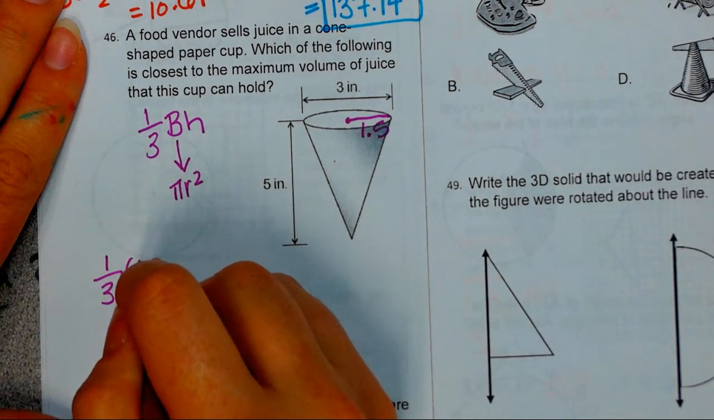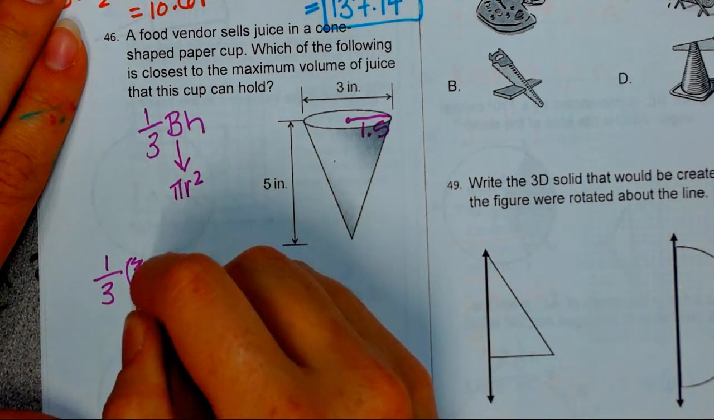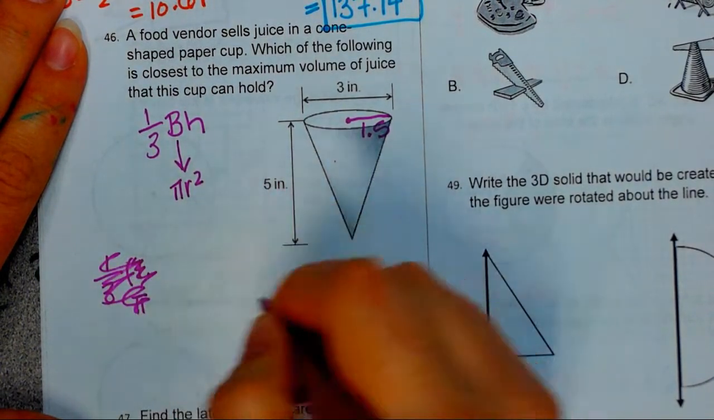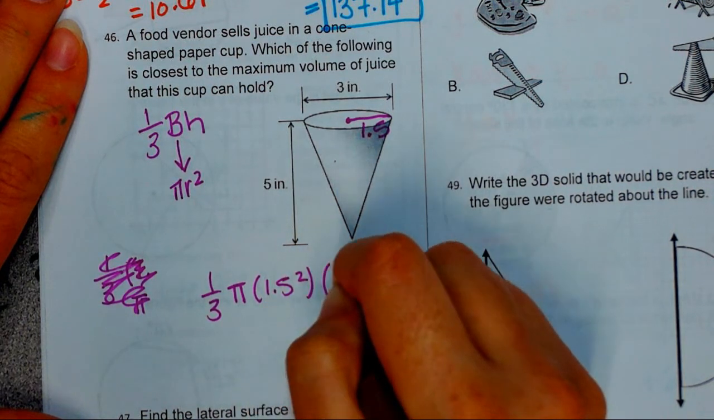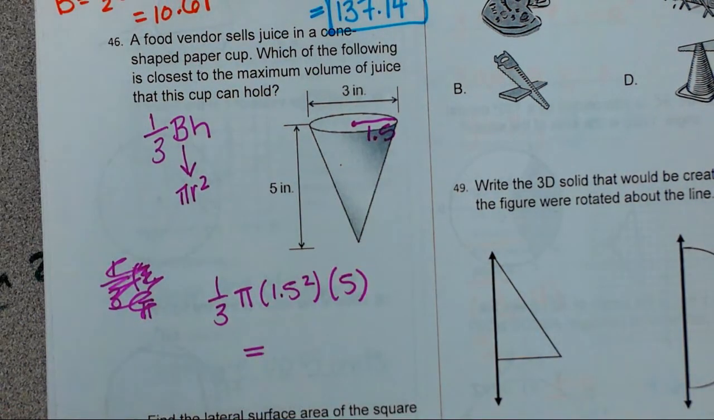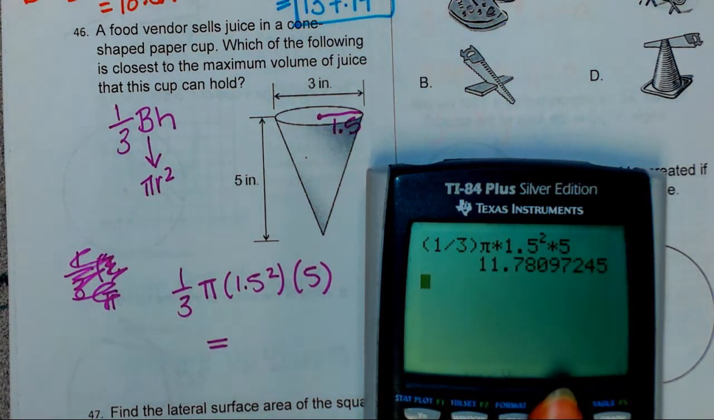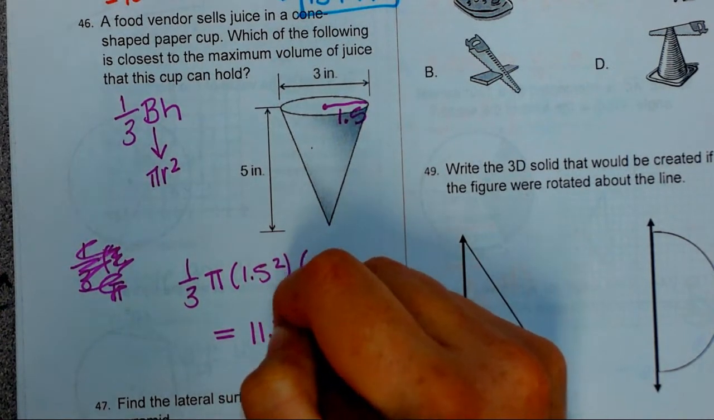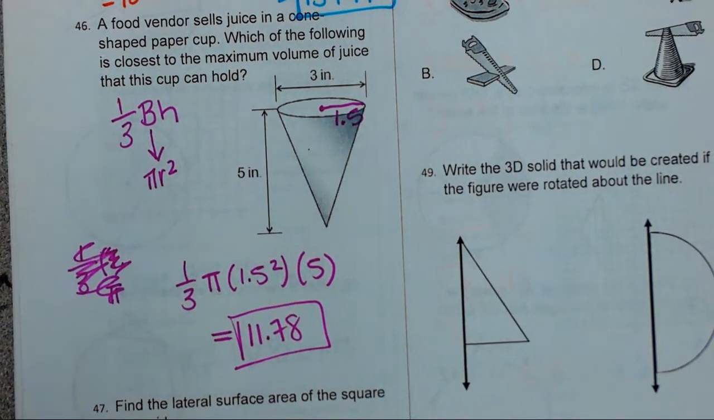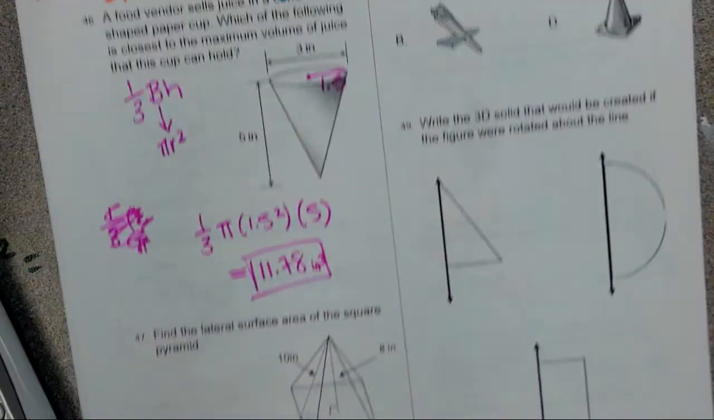So we have 1/3 pi times 1.5 squared times the height of 5. That's equal to about 11.78. And that's our volume. If you wanted to write the units, that would be in inches cubed. This is volume.